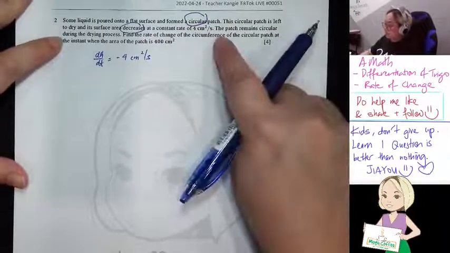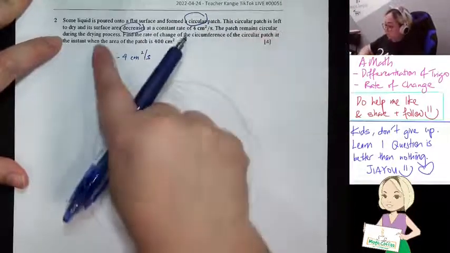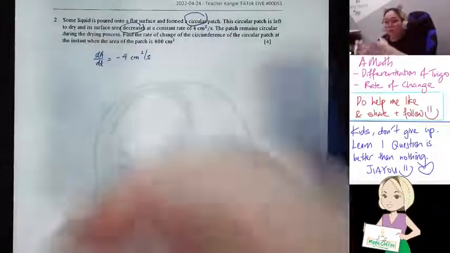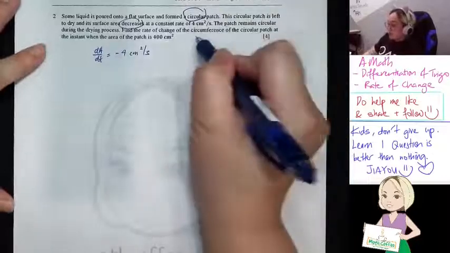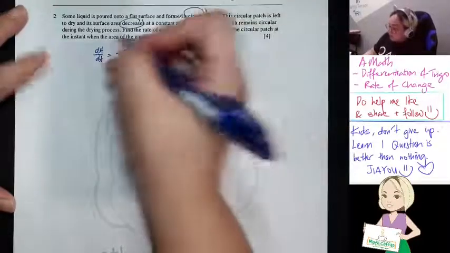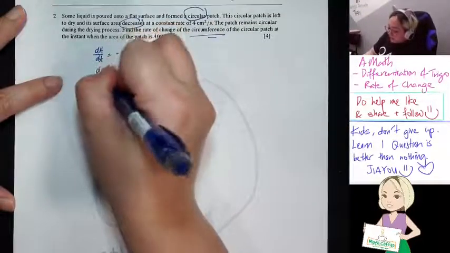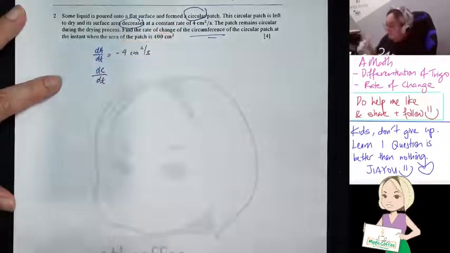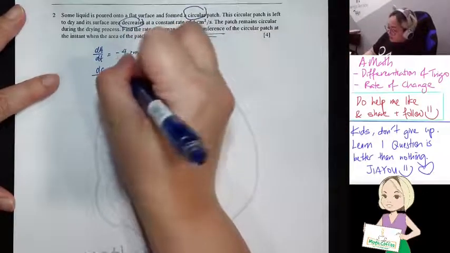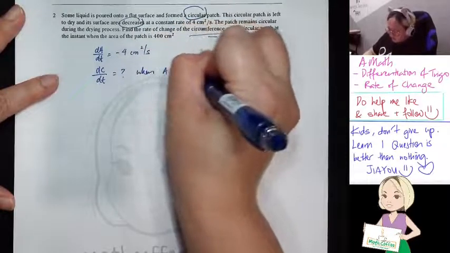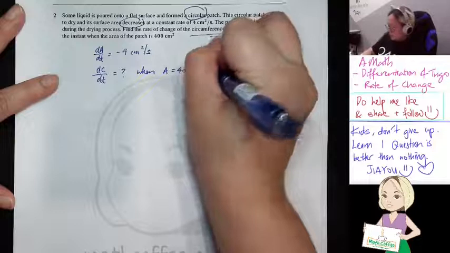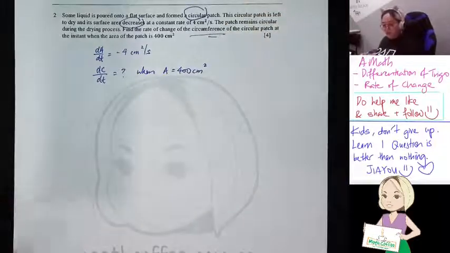Then they say that the patch remains circular during the drying process. So it will still remain a circle. Find the rate of change of the circumference. So this one asks you to find dC/dt. I let C be the circumference. They ask you to find this when the area is 400. Okay, this question is not easy.